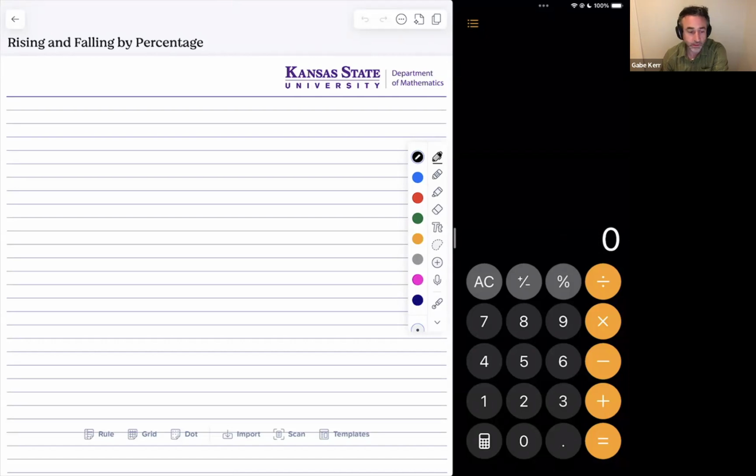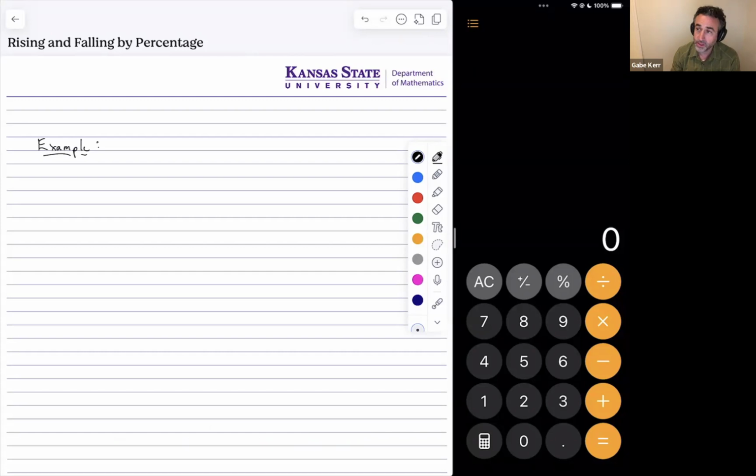Hello, everyone. In this video, I wanted to talk about how it works when something rises by a percentage, or falls by a percentage. It's not a big difference from what we did last video, but we want to make sure we get this right because we're going to be dealing with these types of rises and falls as we go. So let's do this with an example.